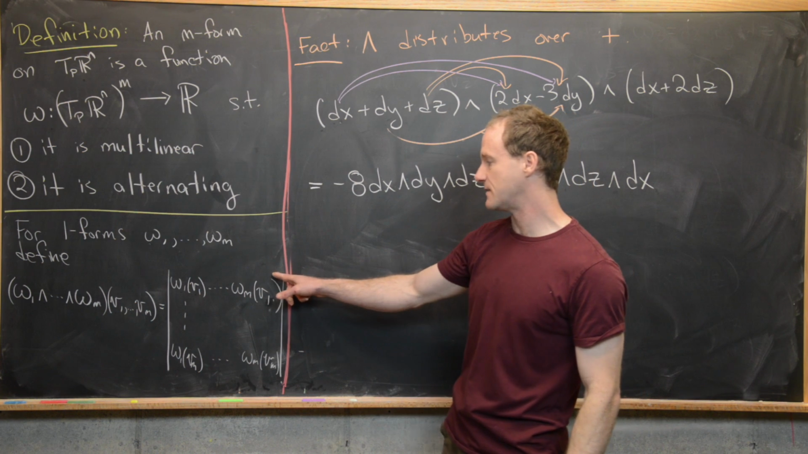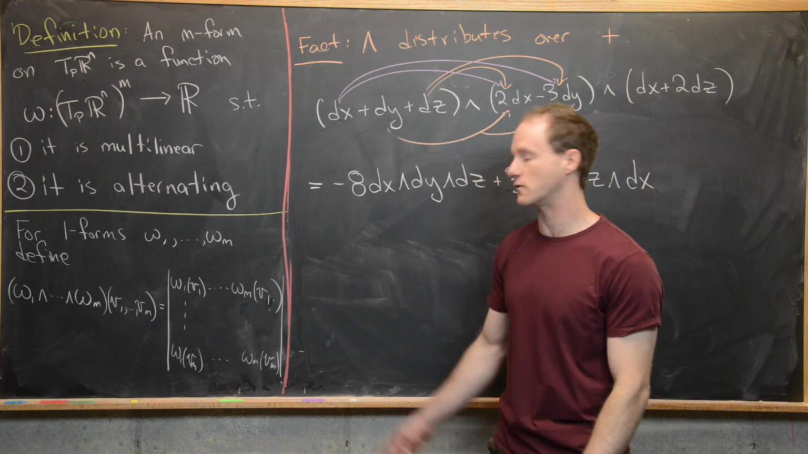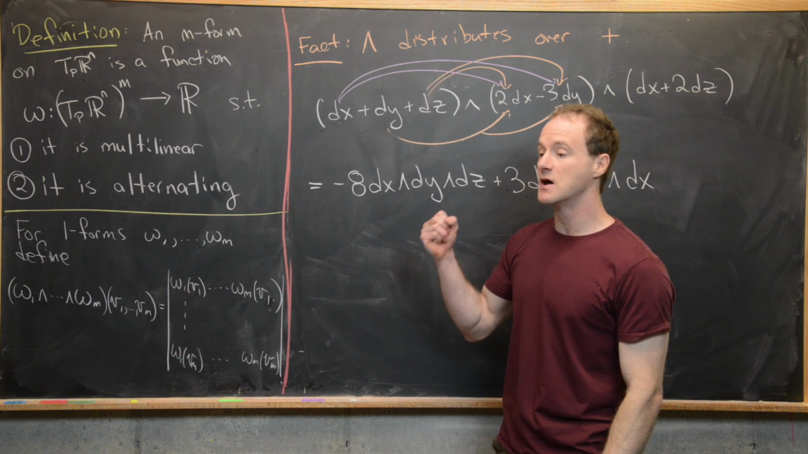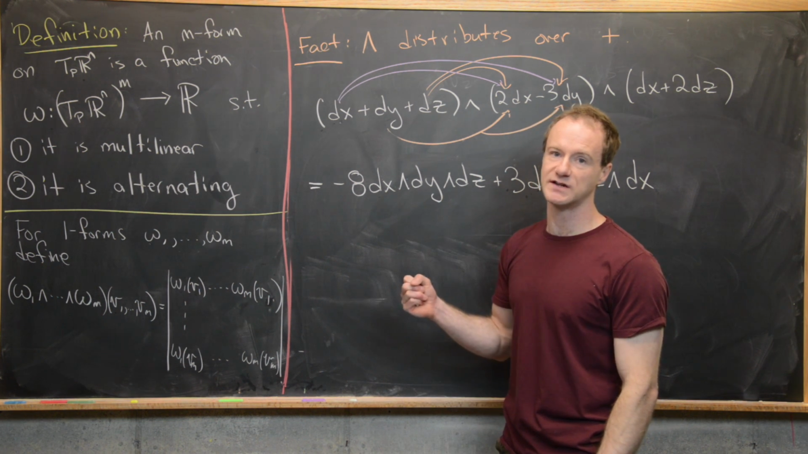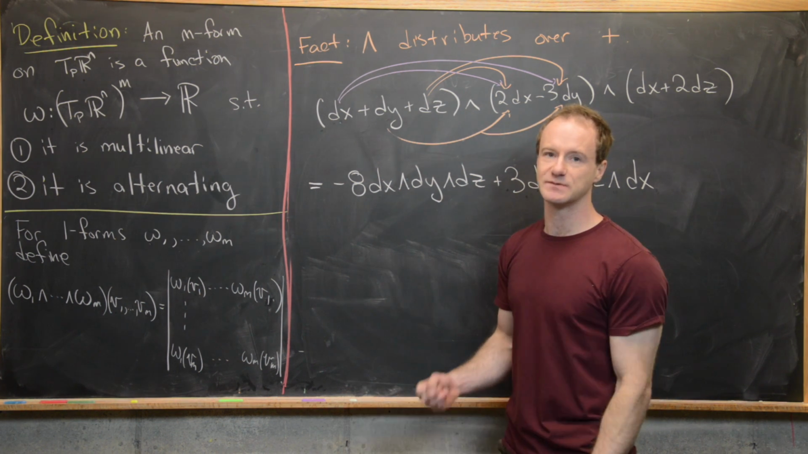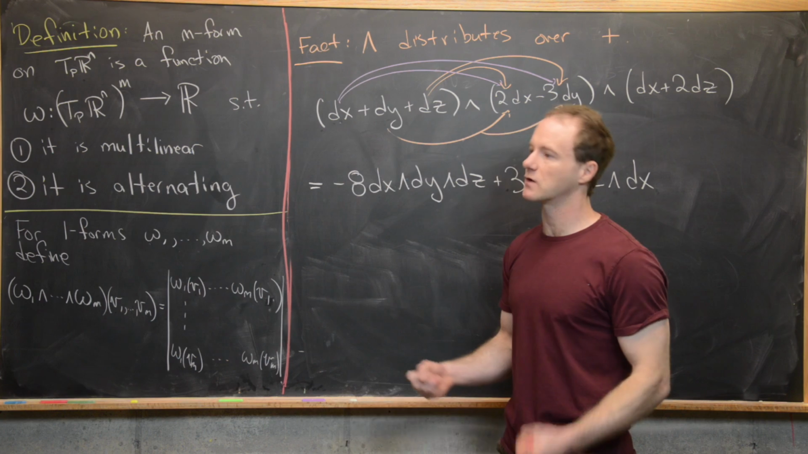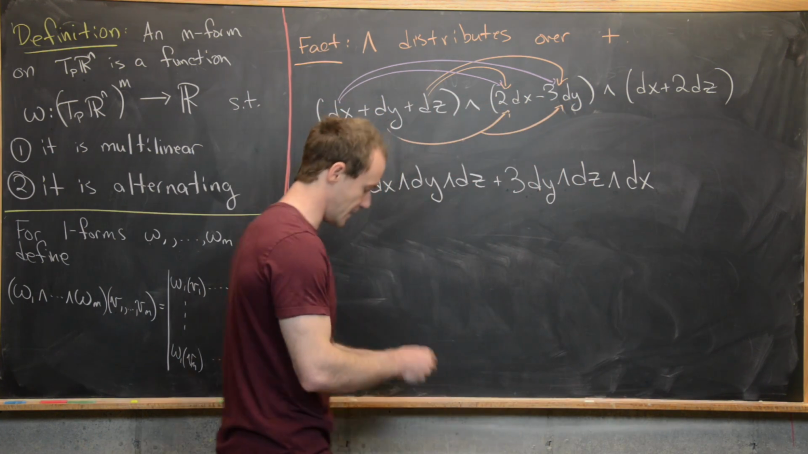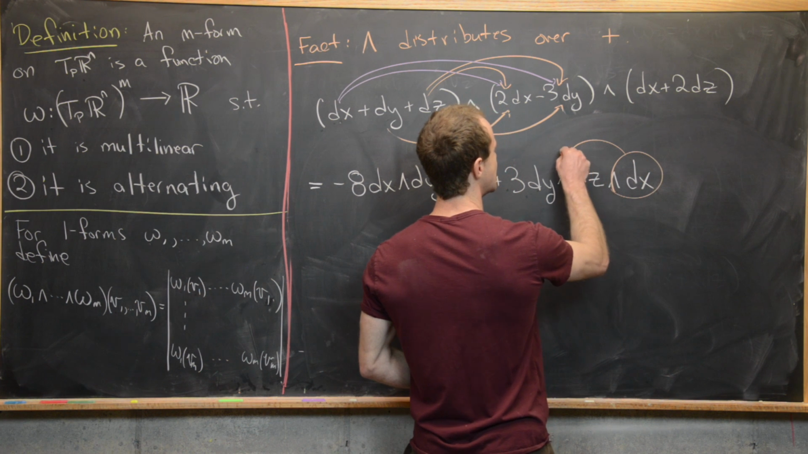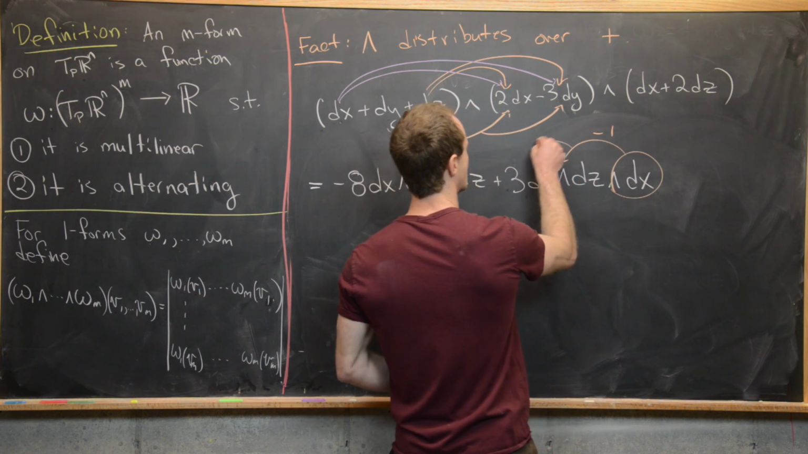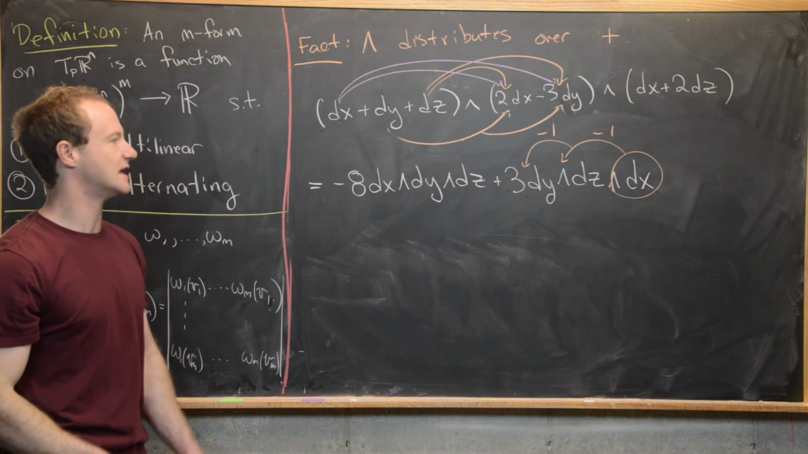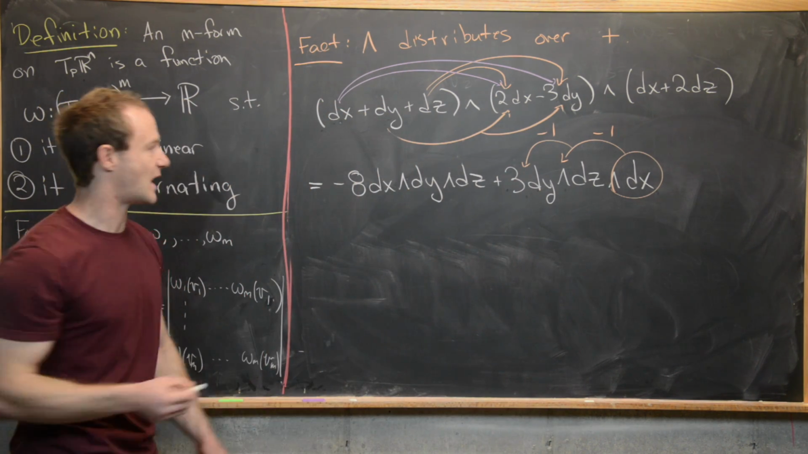In fact, it's the same thing as doing 2 column swaps over here in the determinant, but each column swap gives a multiplication by -1 to the determinant. So if we're doing 2 of them, then that's the same thing as multiplying by -1 squared, which is the same thing as multiplying by 1. So in other words, we'll take this dx, move it here, we'll pick up a -1, then we'll move it over here and we'll pick up a -1. So in the end, we just pick up a positive 1.